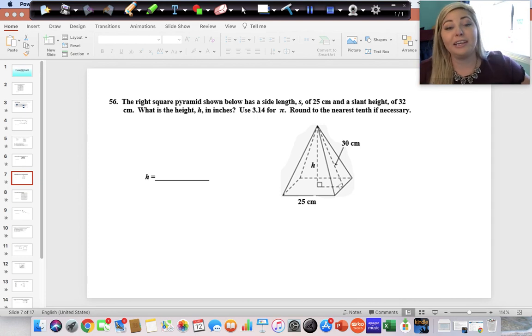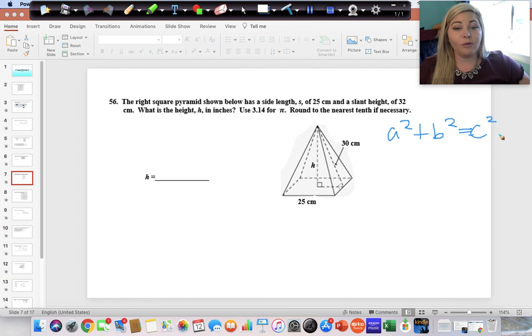We won't be needing pi for this problem, but we want to use a squared plus b squared equals c squared. The Pythagorean theorem will help us find one of our side lengths of our triangle. So this side length is 30. That's our c squared, so 30 squared. And then 25 is the whole length.